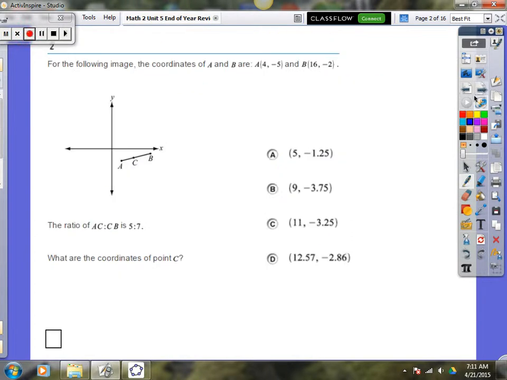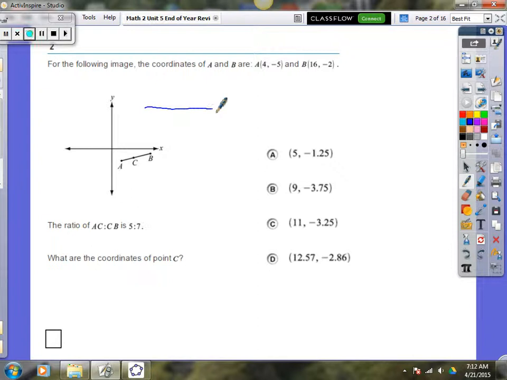Okay, number two. This one's kind of a tricky one. We haven't done any of these, but maybe some street smarts can get you the right answer. A is at 4 and negative 5. B is at 16, negative 2. And they're going to put C somewhere in between A and B so that the ratio of A to C and C to B is 5 to 7.